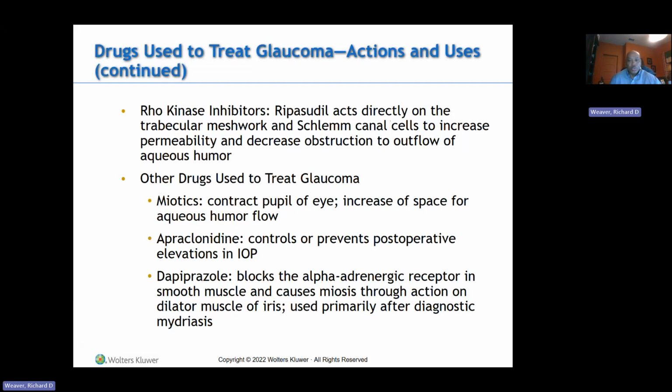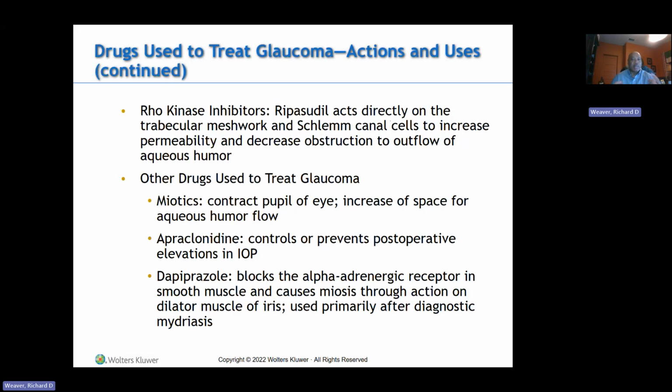Now, another drug we use to treat glaucoma is called, I believe, Rho kinase inhibitors. It works by acting directly on the trabecular meshwork, that group of capillaries where the aqueous humor is absorbed. So this drug works directly on this network of capillaries called the trabecular meshwork, and also on the Schlemm canal cells to increase their permeability. So it makes it more porous, right?